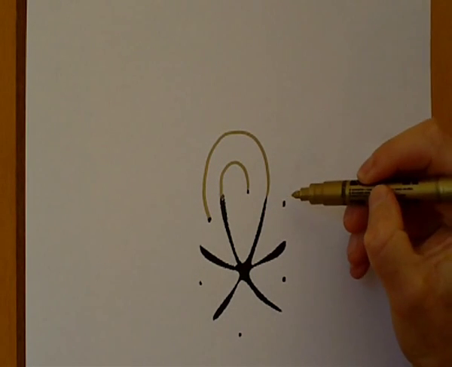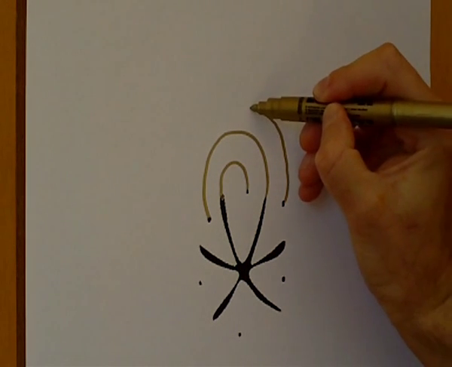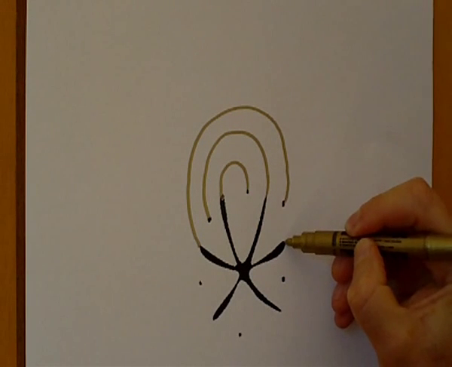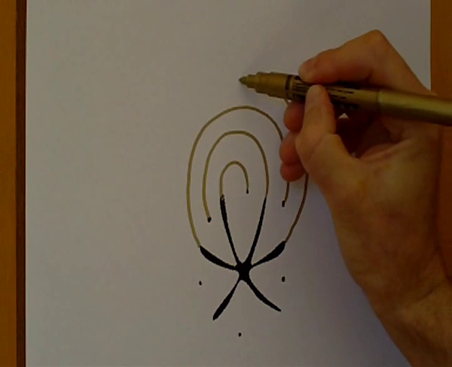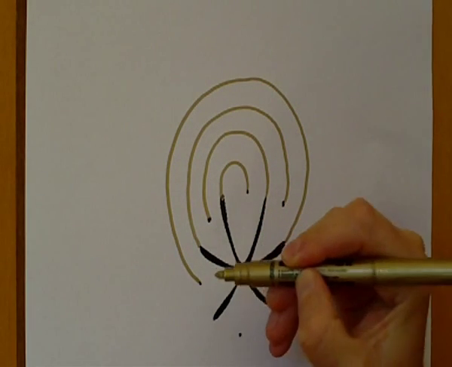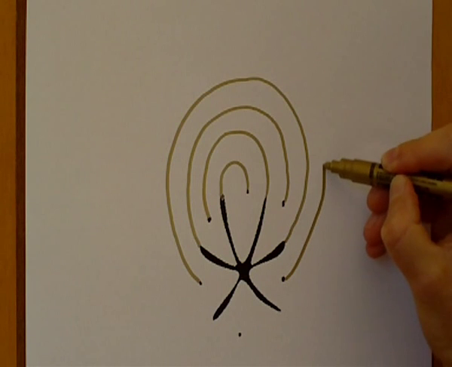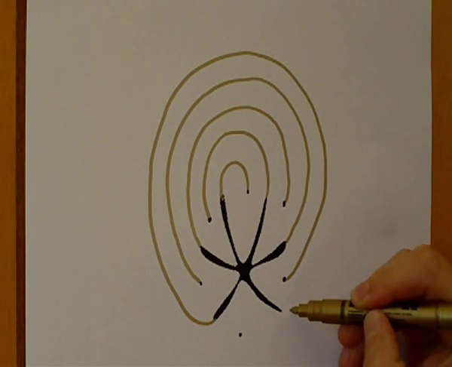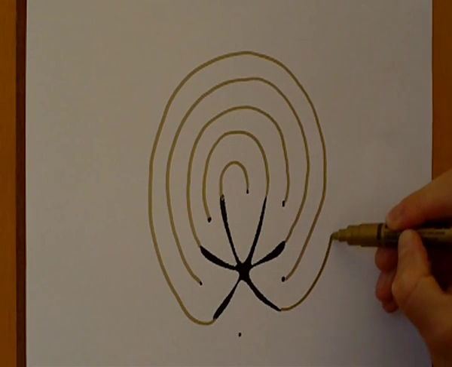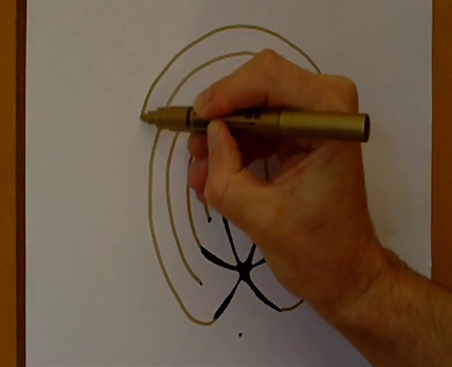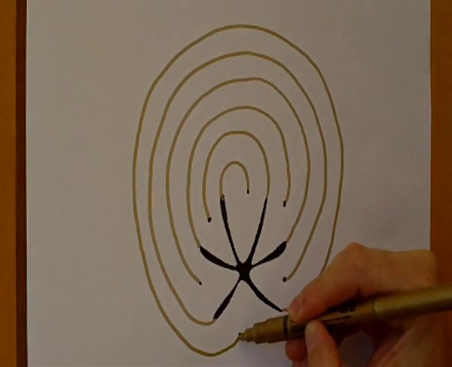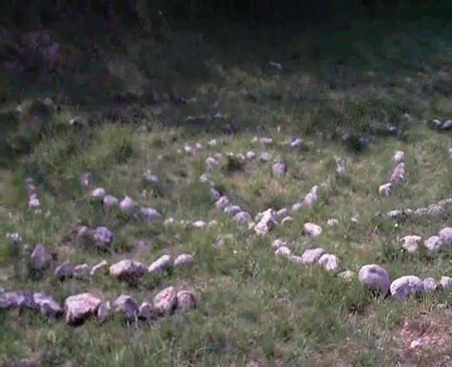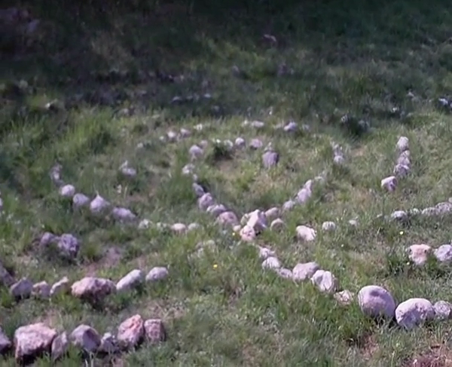Moving to the right. Moving on. And finally, this line with this point. Now we have the labyrinth of energy. This is an example of Mars labyrinth made from rocks.